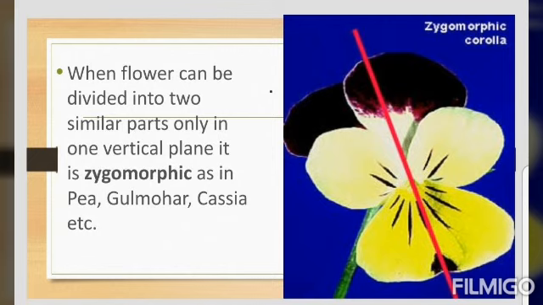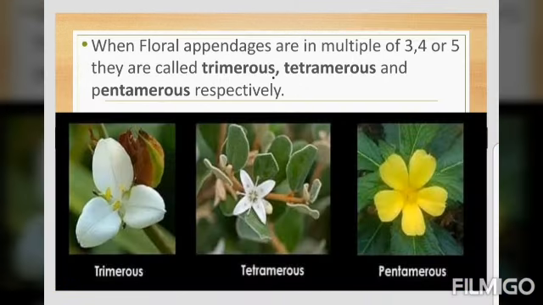A flower is asymmetric or irregular if it cannot be divided into 2 similar halves by any vertical plane passing through the center, as in case of canna. A flower may be trimerous, tetramerous, or pentamerous when the flower appendages are in multiple of 3, 4, or 5 respectively. Flowers with bracts, the reduced leaf-like structures which are found at the base of pedicel, are called bracteate, and those without bracts are called ebracteate.